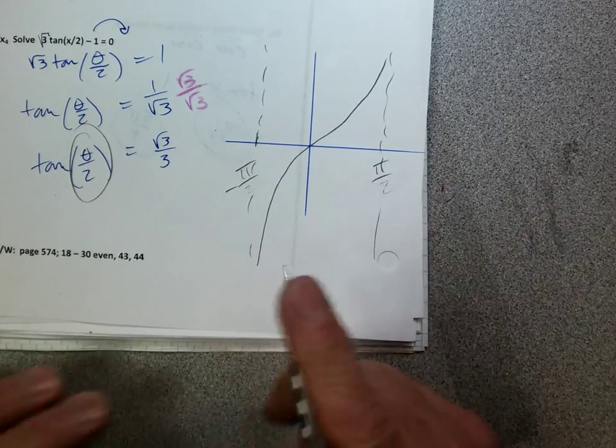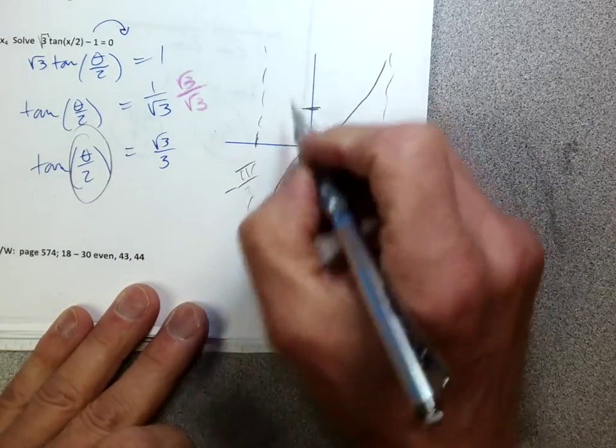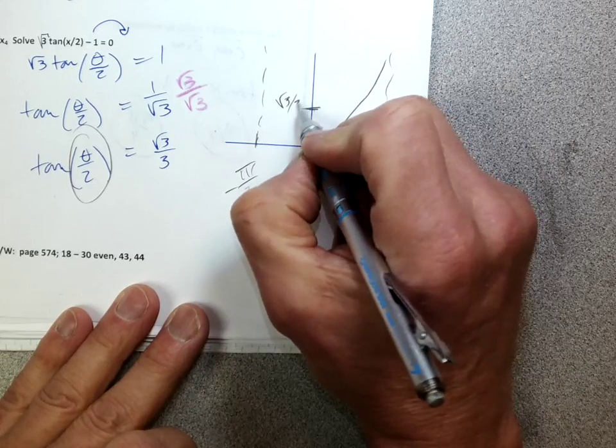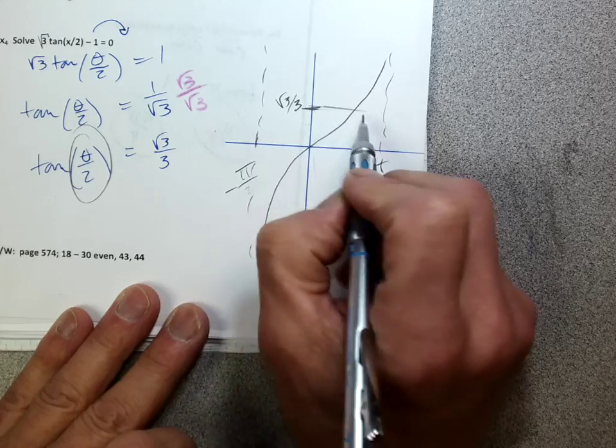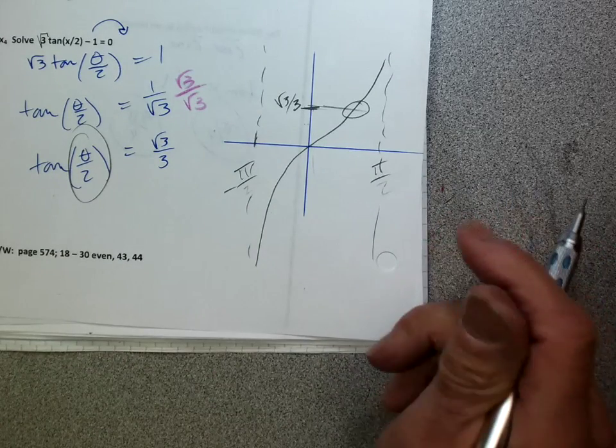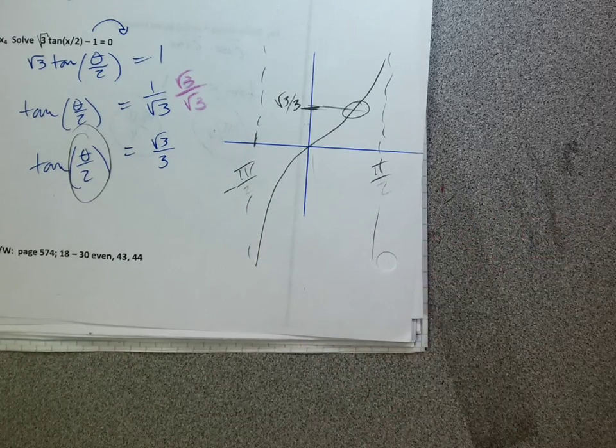So now, where is this thing going to equal square root of 3 over 3? Square root of 3 over 3 might be somewhere around here, at a height of 1. So we should have one answer. Only one answer. Visually, we should see only one answer.